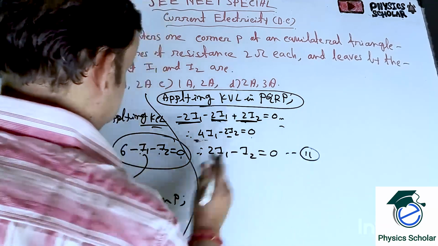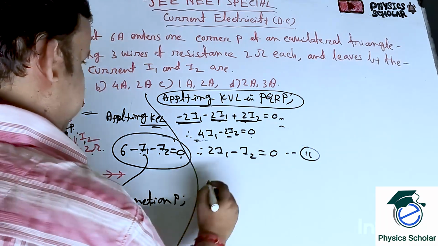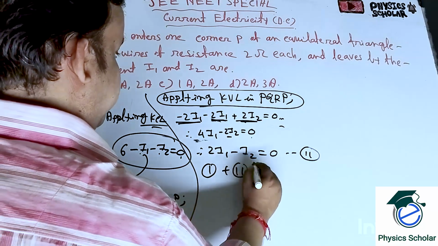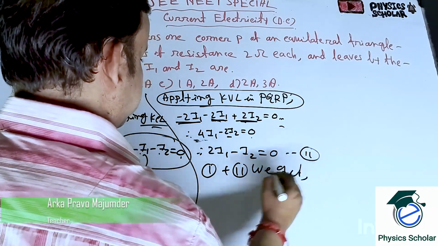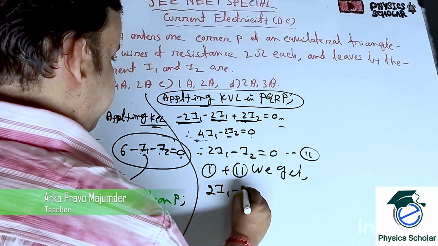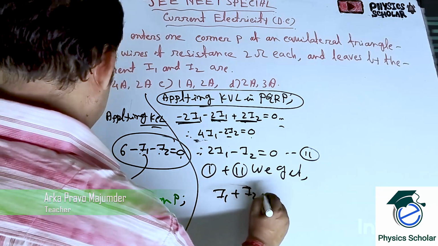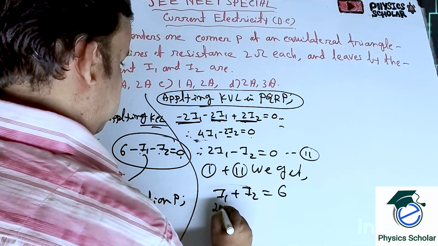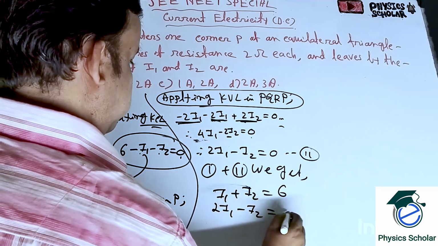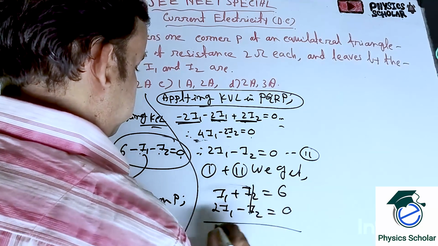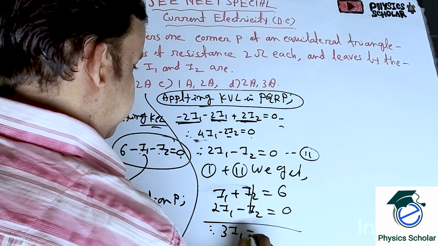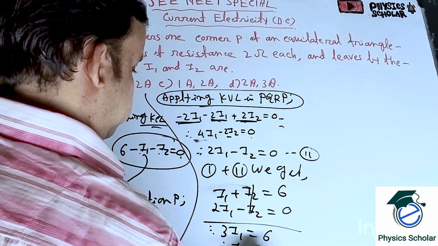So this is equation number 2, and the earlier one is equation number 1. Adding 1 and 2: I1 plus I2 is equal to 6, and 2 I1 minus I2 is equal to 0. I2 will be cancelled, so 3 I1 is equal to 6, so I1 is equal to 2.